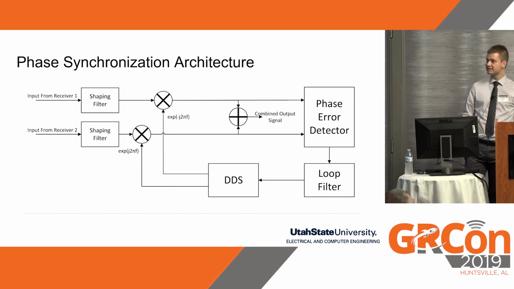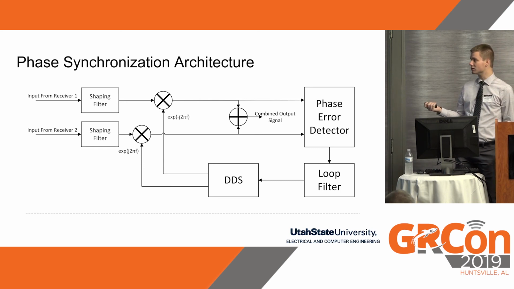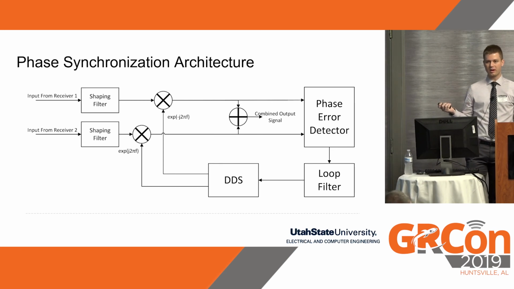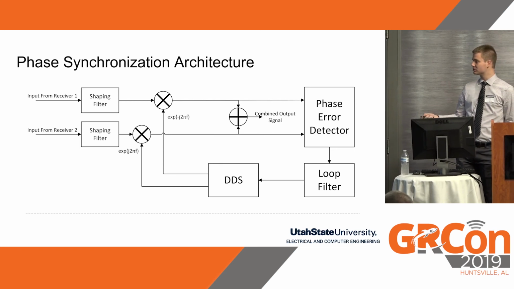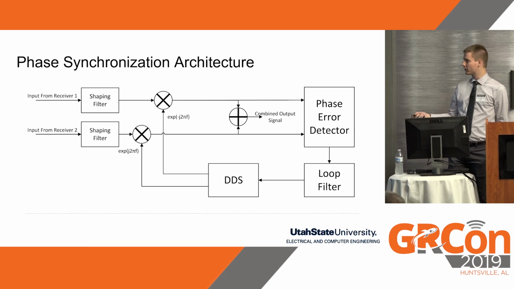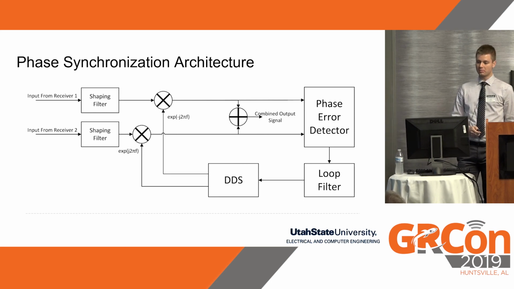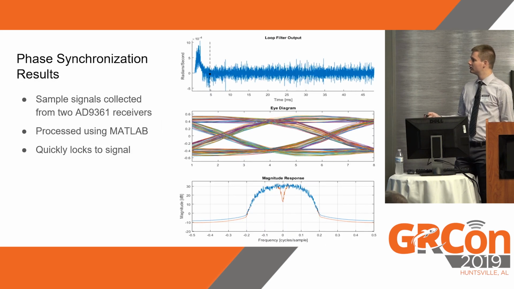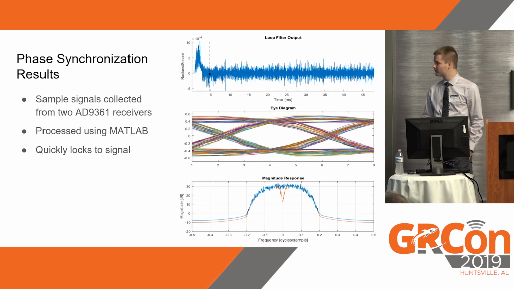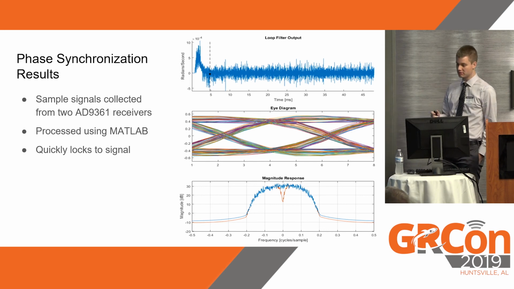An interesting note is that this is essentially just a digital PLL that's been slightly modified to produce these shifting signals and to look specifically at the phase error in the transition region. So it's a fairly common, lightweight signal processing algorithm. So here's an animation of this; it was taken with real data from two 9361 receivers.